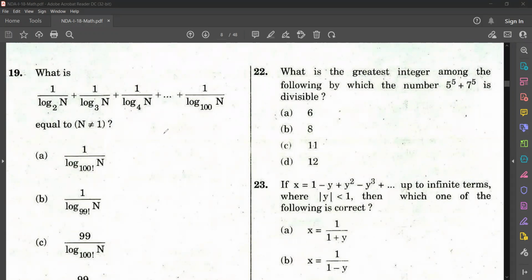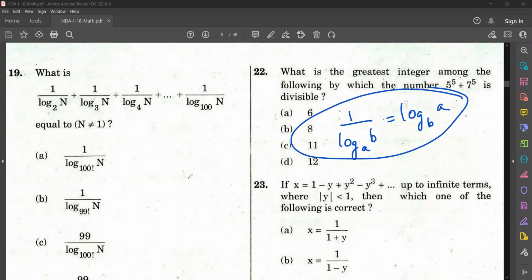It's just similar to the same property we have used, that is 1 by log to the base a of b is equal to log to the base b of a. Remember this rule? Apply this rule in each term.